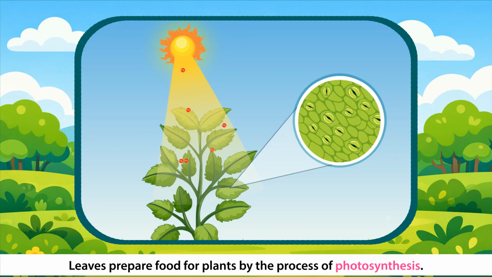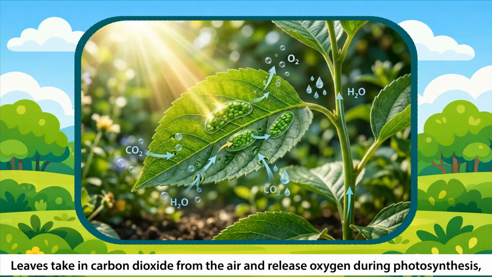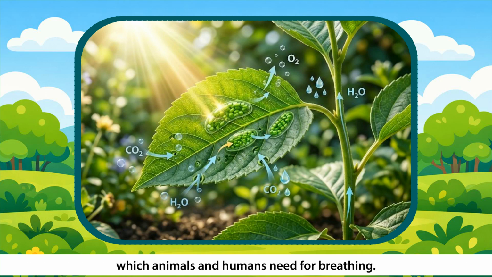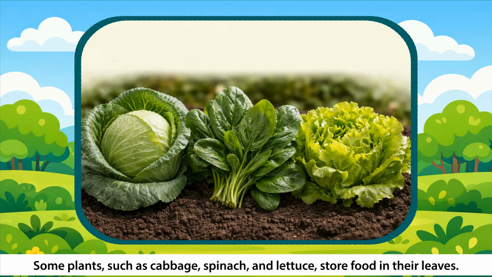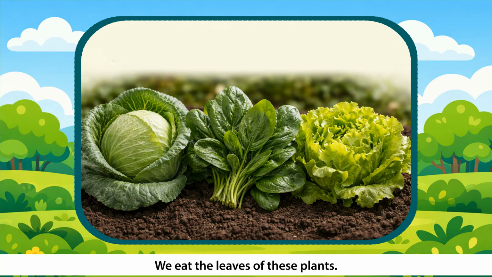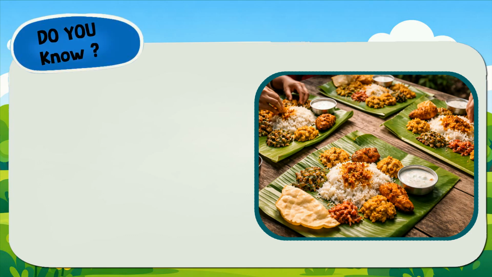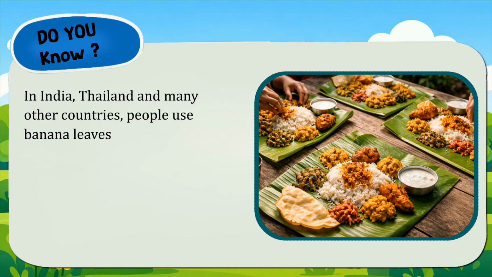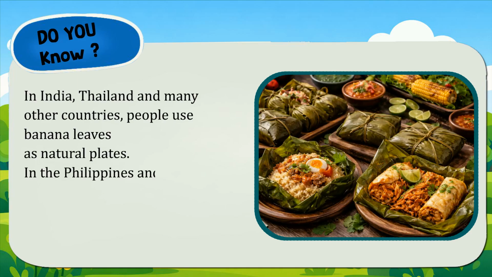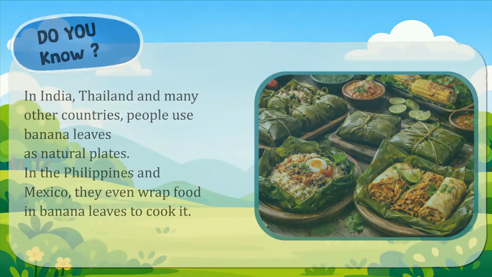Functions of a leaf. Leaves prepare food for plants by the process of photosynthesis. Leaves take in carbon dioxide from the air and release oxygen during photosynthesis, which animals and humans need for breathing. Some plants such as cabbage, spinach and lettuce store food in their leaves. We eat the leaves of these plants. Do you know, in India, Thailand and many other countries, people use banana leaves as natural plates. In the Philippines and Mexico, they even wrap food in banana leaves to cook it.